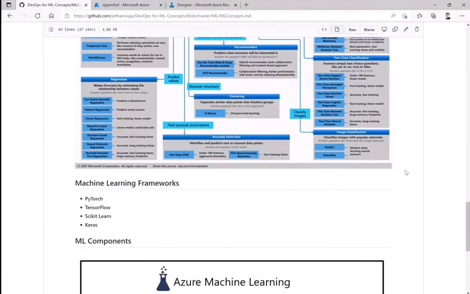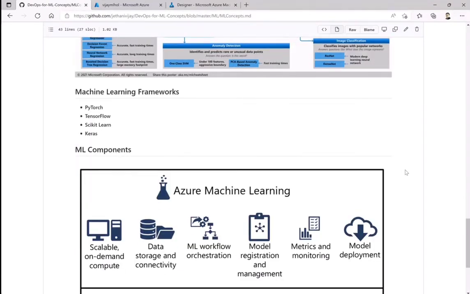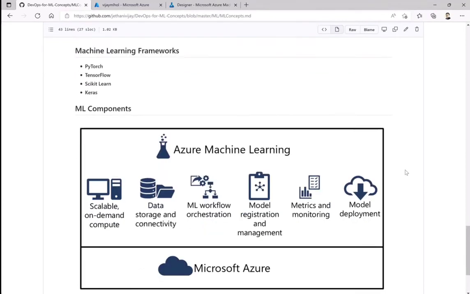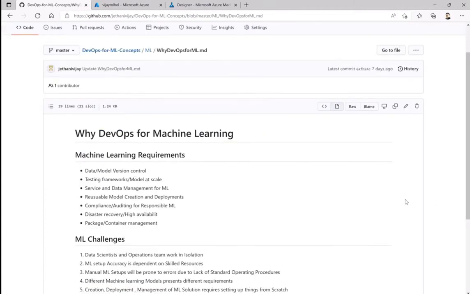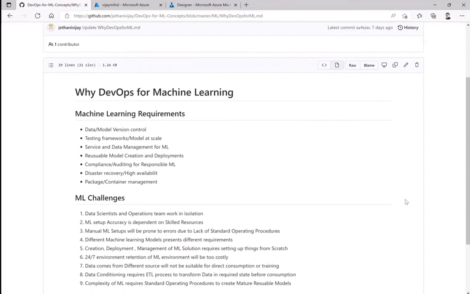So with these concepts in our hand, now we are good to move further on what exactly the technology components on the ground make up machine learning. To know why we really require DevOps for machine learning, we need to understand first what the machine learning requirements are, what the different components are, and the data it works through.